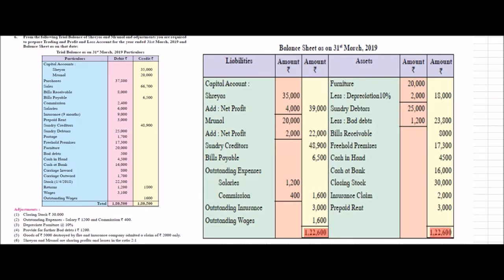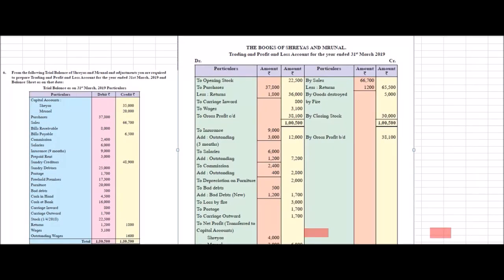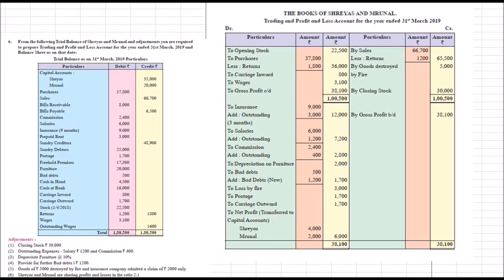So when the liability side and asset side entries come out equal, then the problem is correct. This is the balance sheet we calculated. Now I'll show you how, using the trial balance, we calculated the trading account and the P&L account.